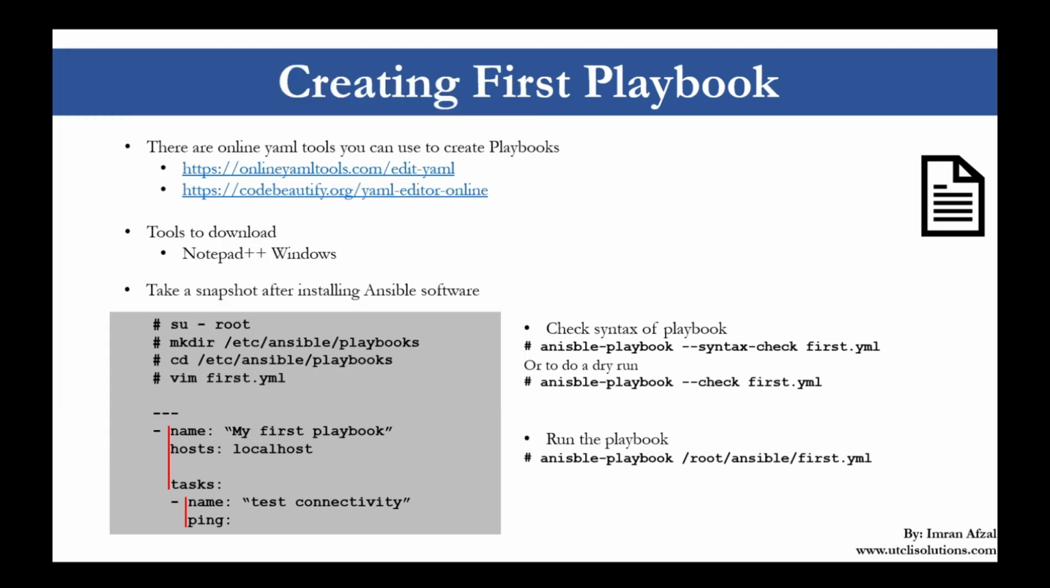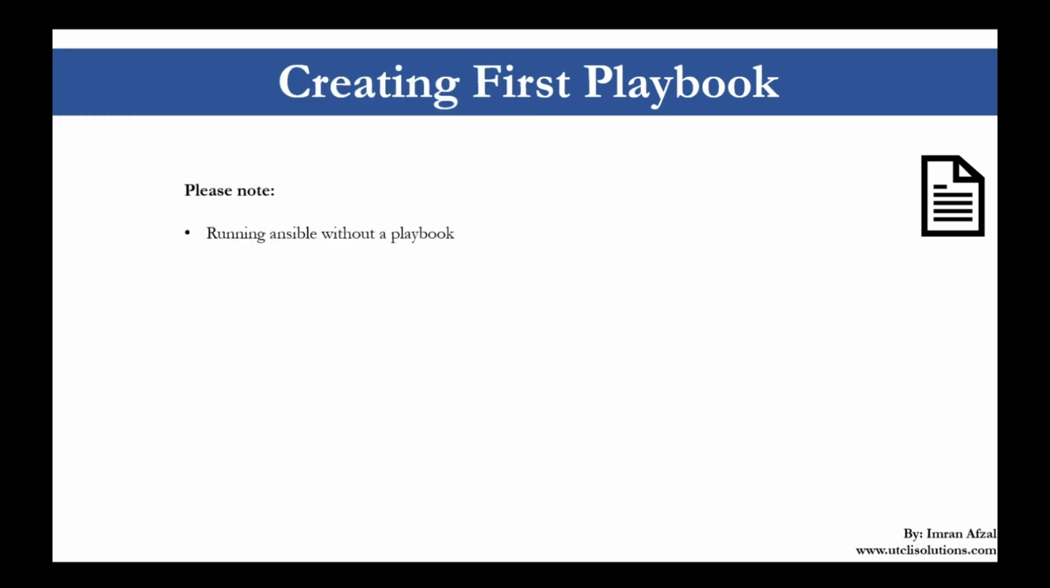All right, moving on, please note, running Ansible without a playbook, you will just run the command ansible. And running Ansible with a playbook, then you have to define the location of the playbook. For that, you will run the command ansible-playbook, and then a space followed by the playbook location. All right, so congratulations, you created your first playbook, and we will go on and create a lot more playbooks from this point on.